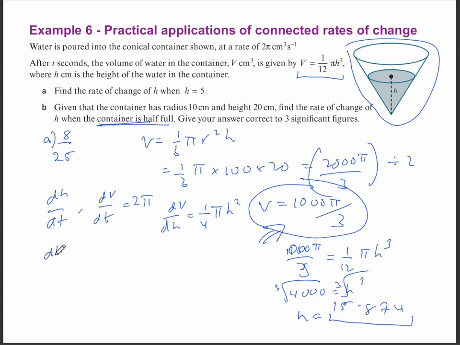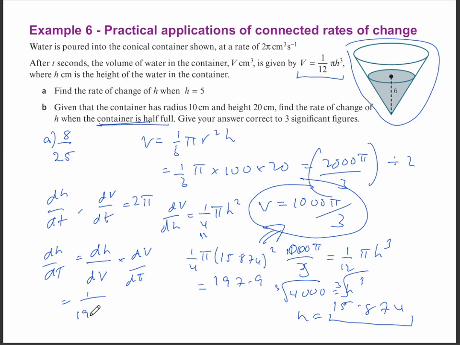So to find dh over dt, we want dh to be in the numerator, so dh over dv times dv over dt. dh over dv is just the reciprocal of dv over dh. We can find the value of this when h is 15.874. So 1 over 4 pi times 15.874 squared. This is going to be 197.9. Therefore, that's dv over dh. dh over dv is going to be the reciprocal of that, so 1 over 197.9.